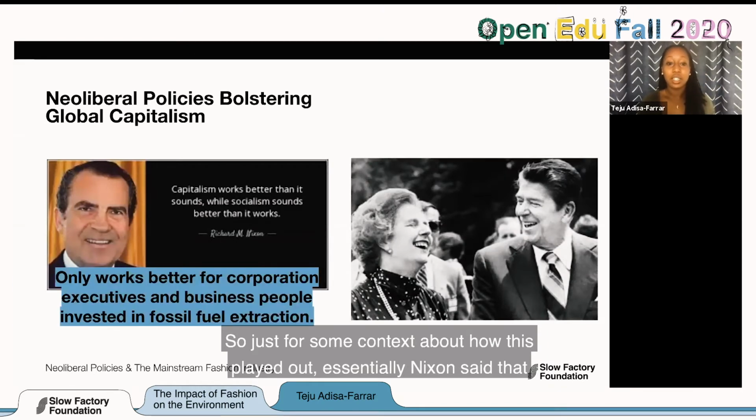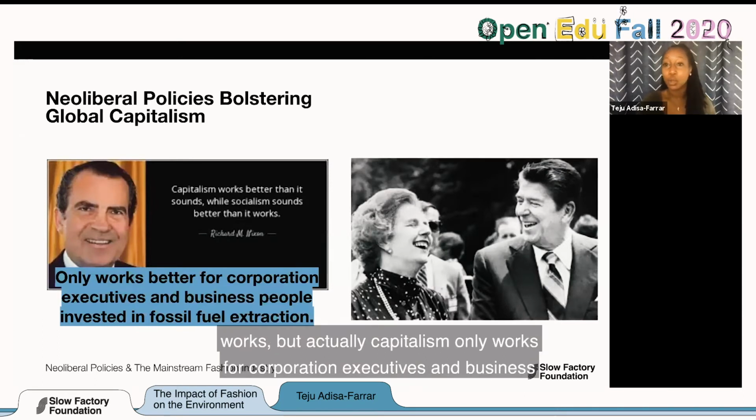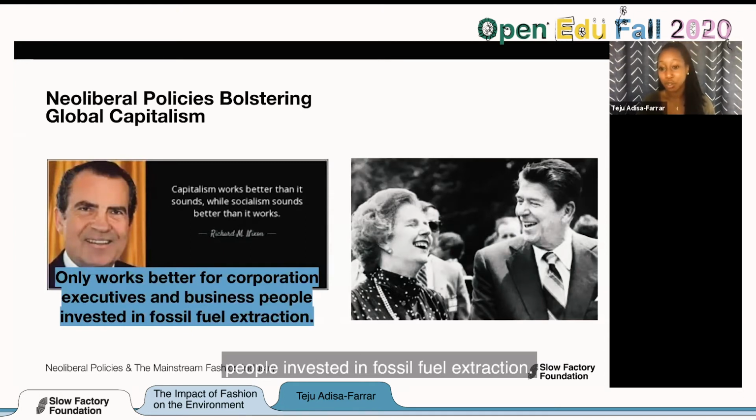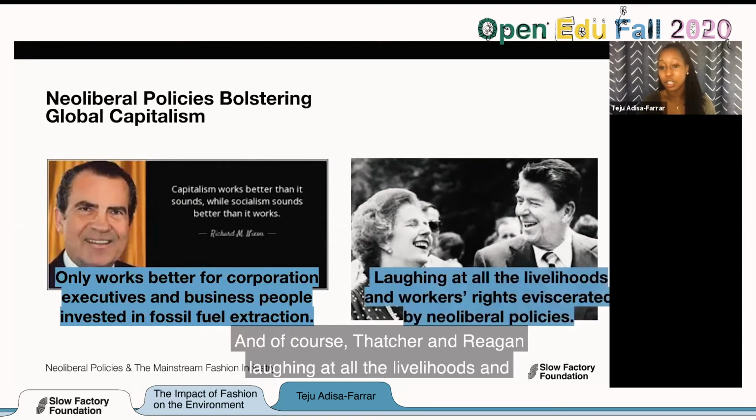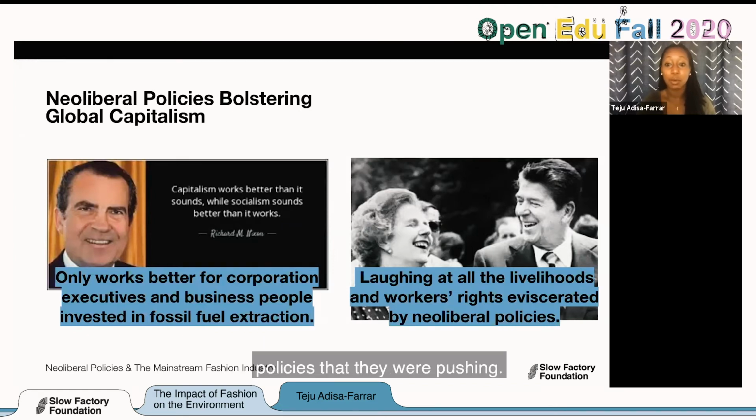essentially, Nixon said that capitalism works better than it sounds and socialism sounds better than it works, but actually capitalism only works for corporate executives and business people invested in fossil fuel extraction. And of course, Thatcher and Reagan laughing at all the livelihoods and workers' rights that were eviscerated in a matter of decades by these neoliberal policies that they were pushing.